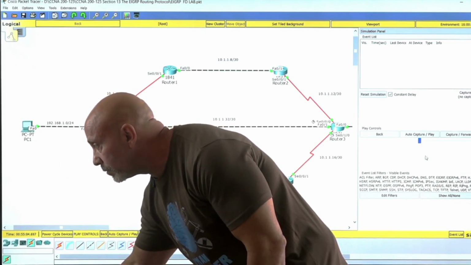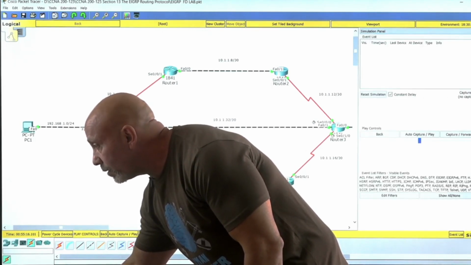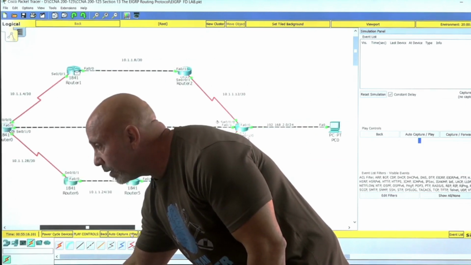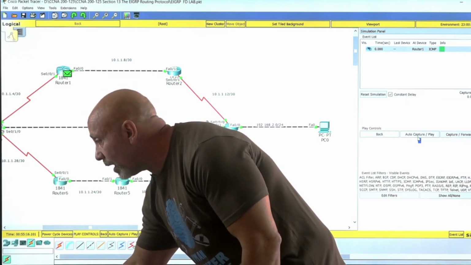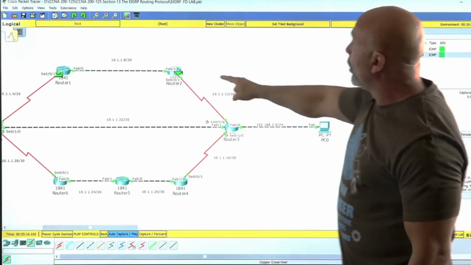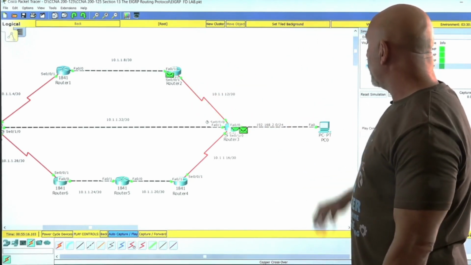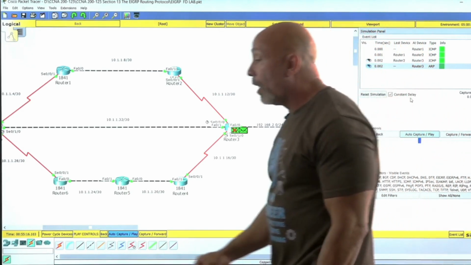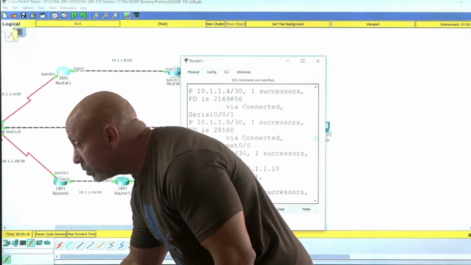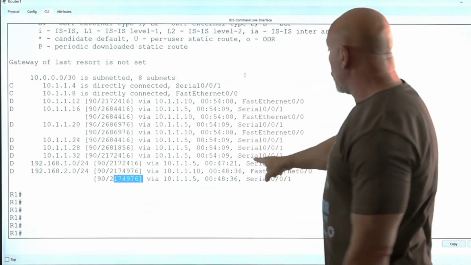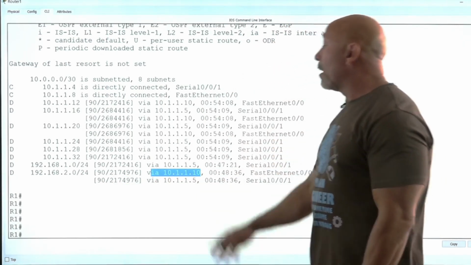Let's do this again. Come here. From here, we want to go here. And let's go ahead and auto capture play. And it's choosing to go to the 10, down to the serial, and then that way. So that's the way it's choosing to go. And that's the way that we looked at it when we saw it in the routing table. All right. That was going to choose via the 10 network right here. Because of the feasible distance.